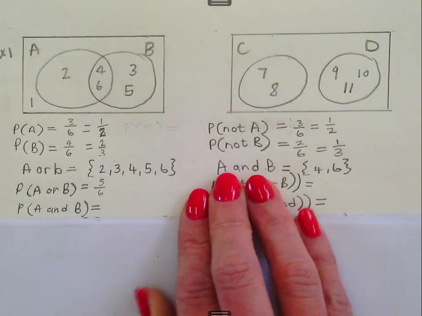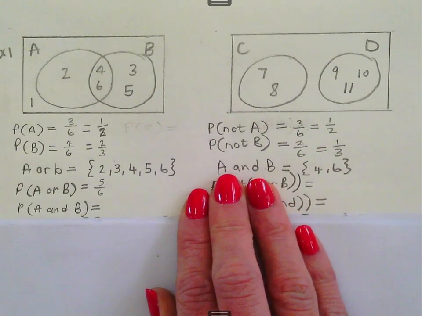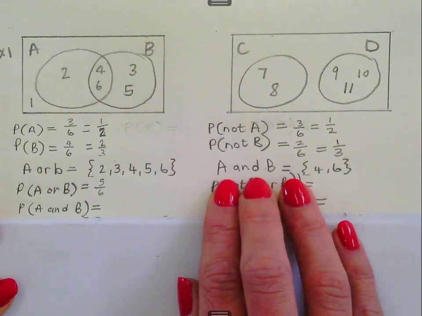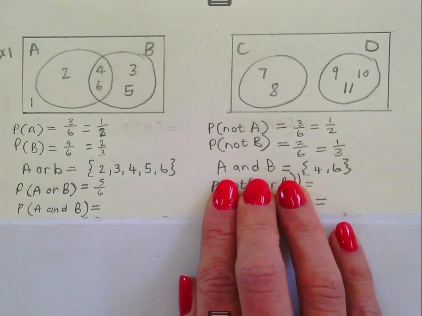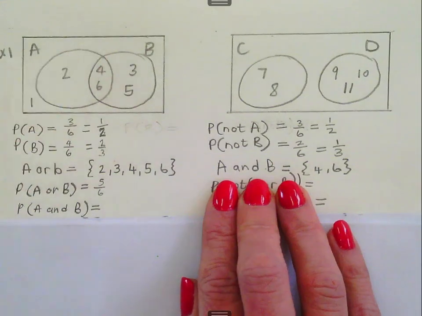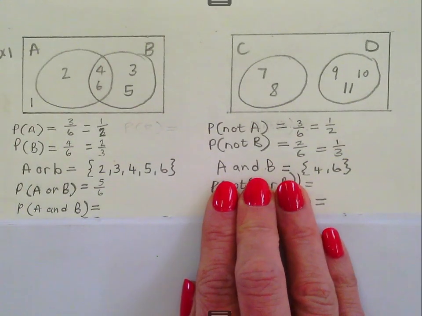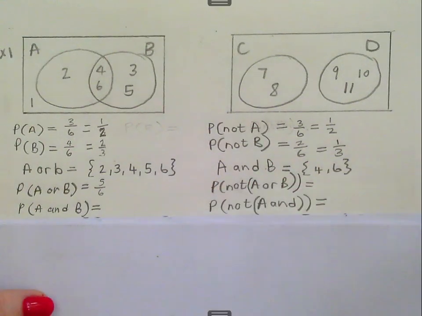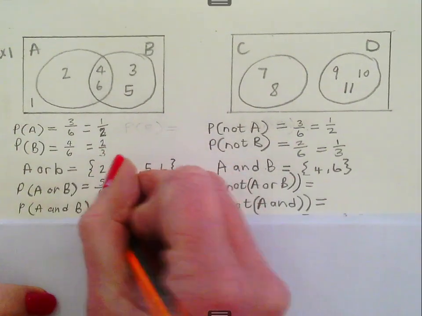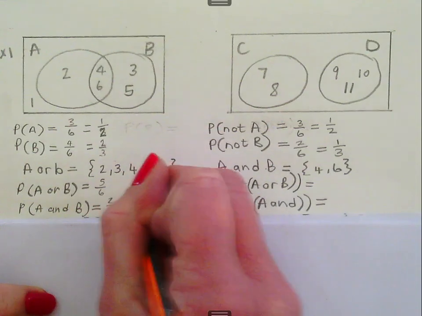Next one. Probability of A and B. So what's the chance of me choosing someone in this class that has geography and tourism? 2 over 6, which can be simplified to 1 over 3.